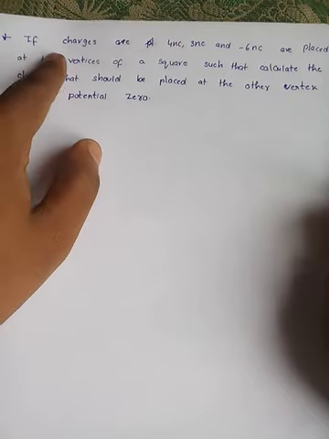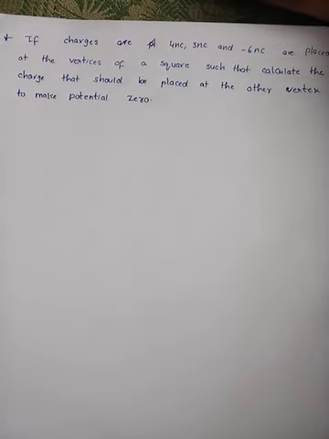So the question is, they are given some charges. If charges 4 nanocoulombs, 3 nanocoulombs and minus 6 nanocoulombs are placed at the vertices of a square, calculate the charge that should be placed so that the net potential at the center should be 0. Okay, so let us take what they have given.